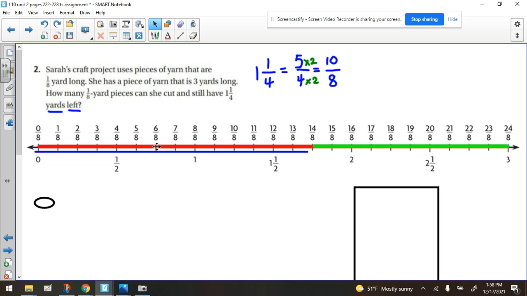Because what would that mean about this blue line? We need to figure out what this value is, right? Because that's how much she actually used for the project. Well, you can see on the number line that that would be equal to 14/8.